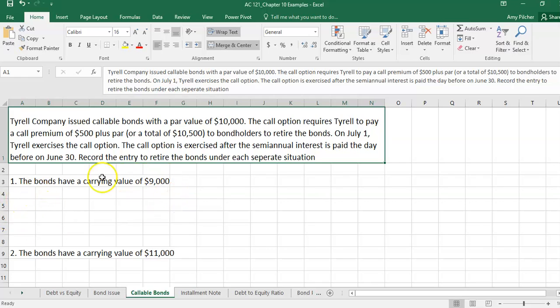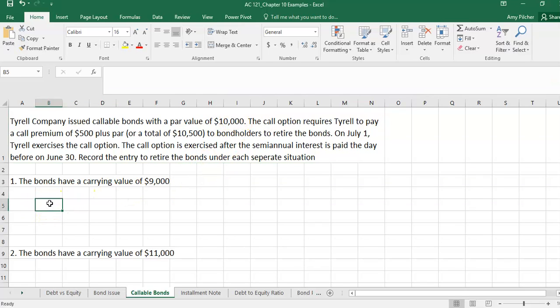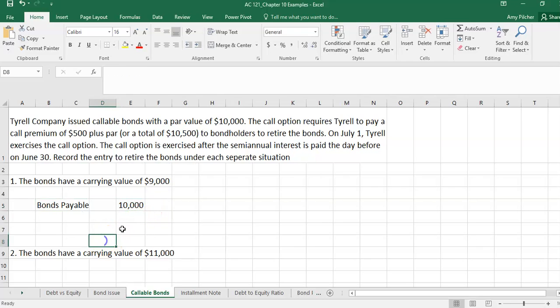So we're looking at 2 different scenarios. The first one is that the bonds have a carrying value of $9,000. So the par value is $10,000. This means that these bonds are currently at a discount. We would record our bonds payable for $10,000, and then we would have cash.